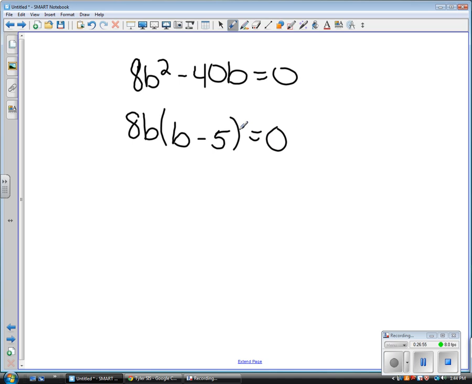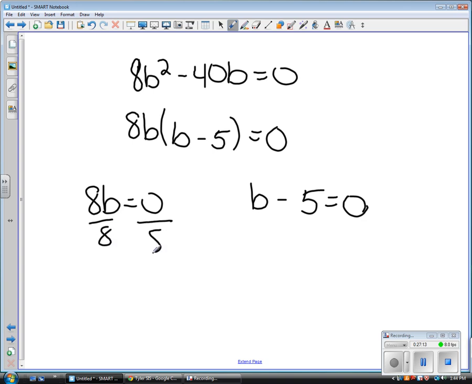Now what am I going to do from there? I'm going to separate them. So 8b equals 0 and b minus 5 equals 0. And then from here, divide by 8. So b over here is going to be 0. And what am I going to do here? Add 5. And so b equals 5. So the two possible answers there are 0 and 5.